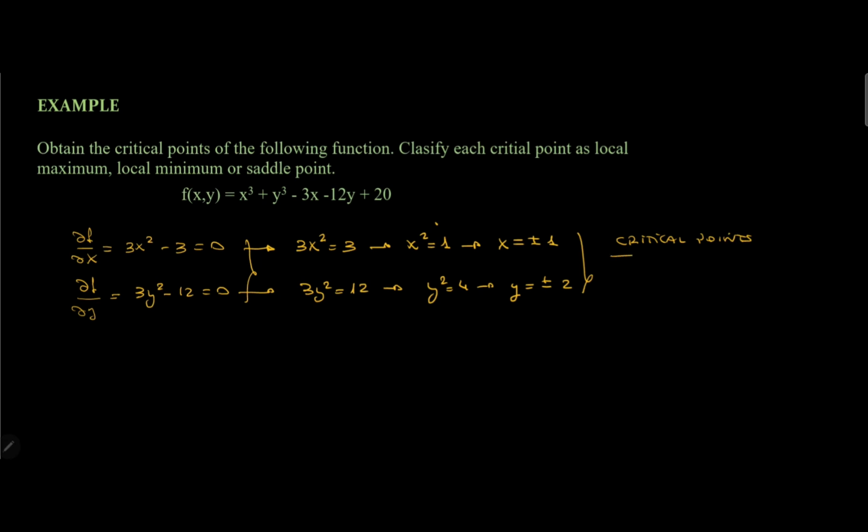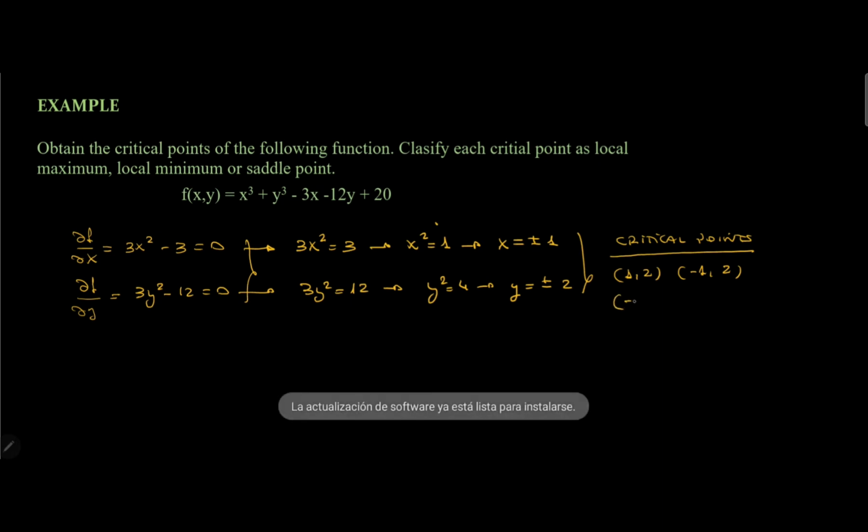And out of it, we have the following critical points, all combinations of x and y. So we've got 1, 2, then minus 1, 2, then we have 1, minus 2.